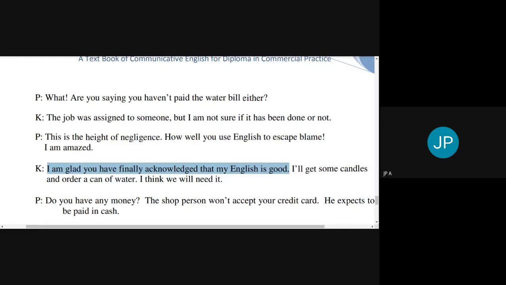So since we don't have electricity, he says, I will go and buy some candles. Some candles. That is wrong. Why is some candles wrong?